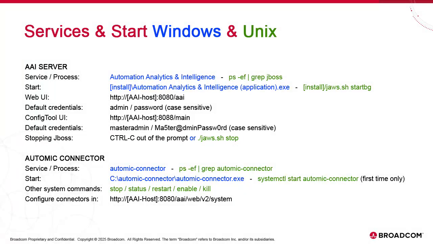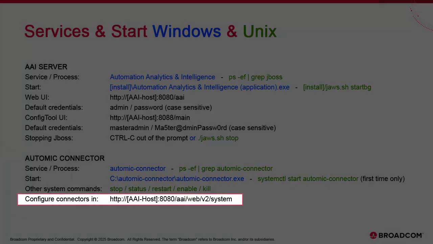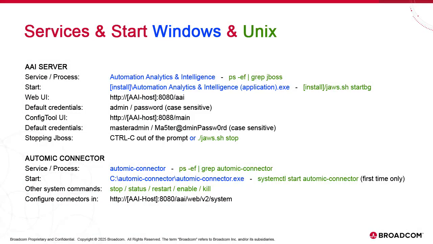For the connector framework, the service is called Automic-Connector. The default directory for the executable is Automic-Connector, and the executable is called the same. You configure connectors in the system page of the web UI. On Unix, the Automic connector can be system control enabled to start at boot. To check the process, look for Automic-Connector.